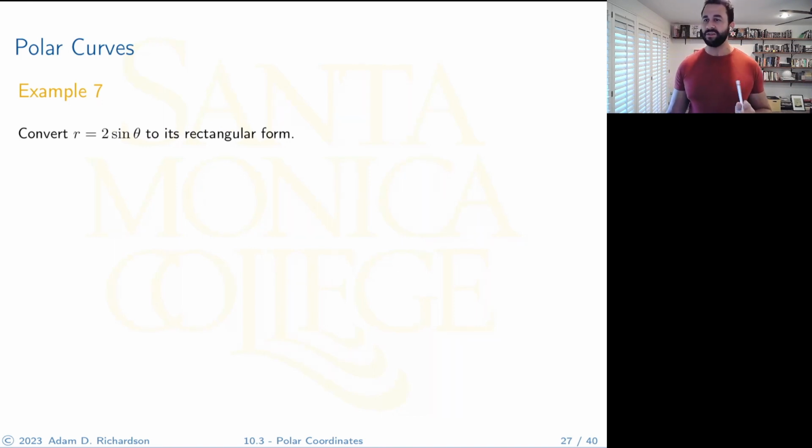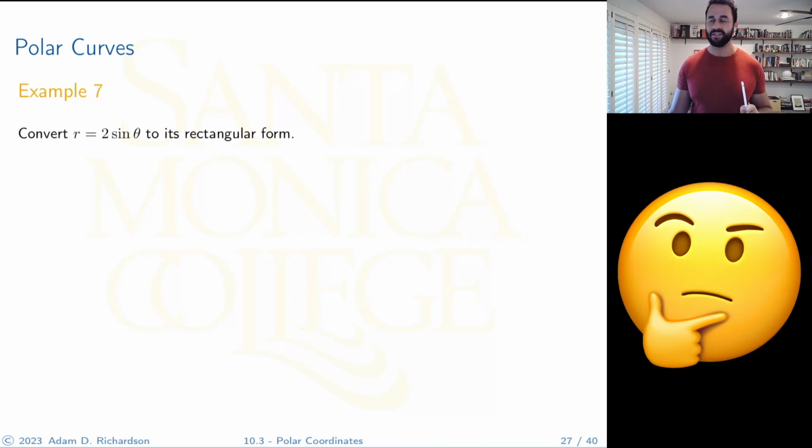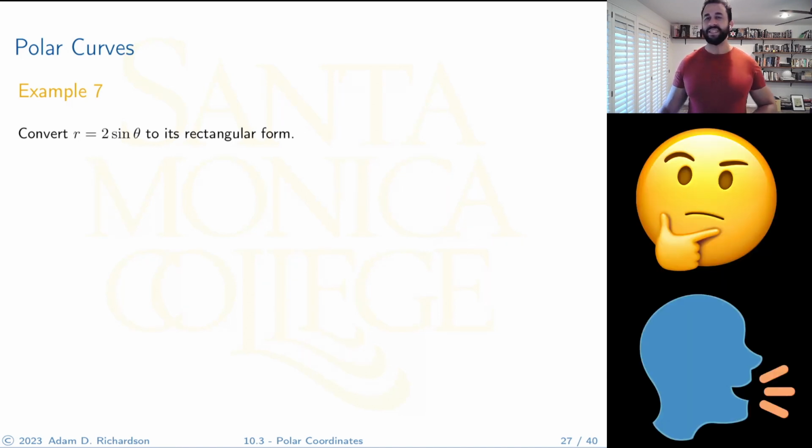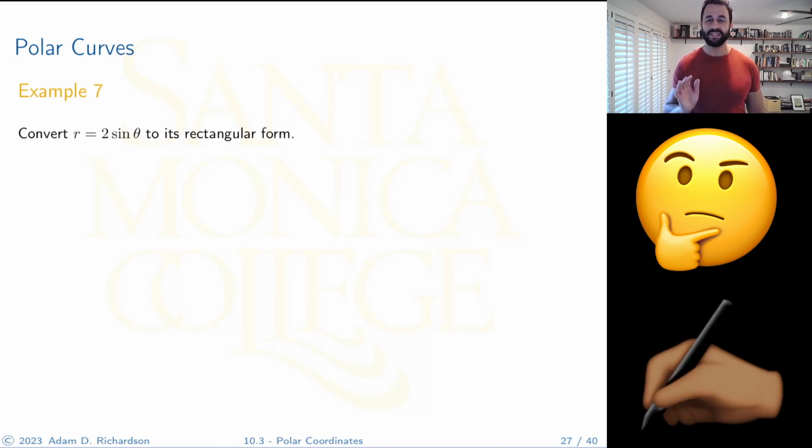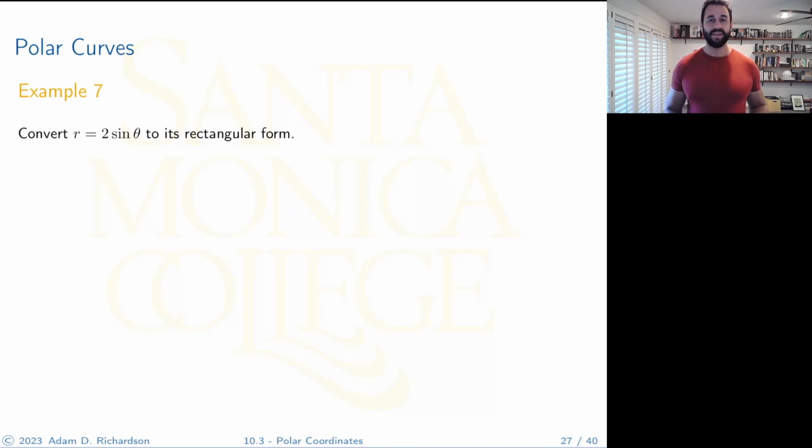Okay, this one I want you to try on your own. So think about how you would write this in terms of x's and y's. Think about it for just a minute. All right, now say something about how you would do it. What would you do to try to convert it? All right, now I want you to try to work it out. See if you can get it in terms of x's and y's only. So your final answer cannot have r's or thetas in it. Okay, now let's do it together.